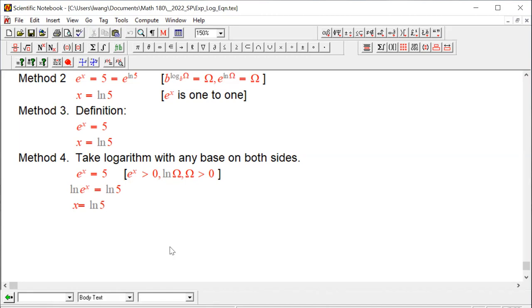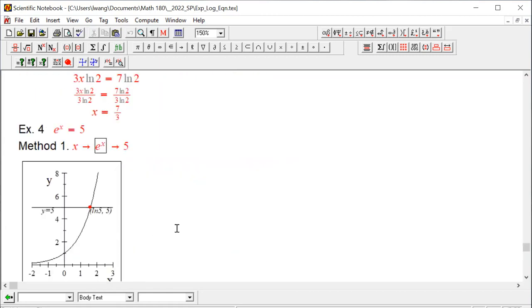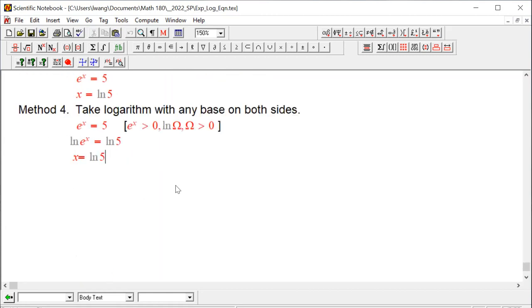Okay, so let's look at some more examples. I think we have most types of examples covered. Let's pick up 2 more. This should be example number 5. This one I choose e to the power x equals 0.